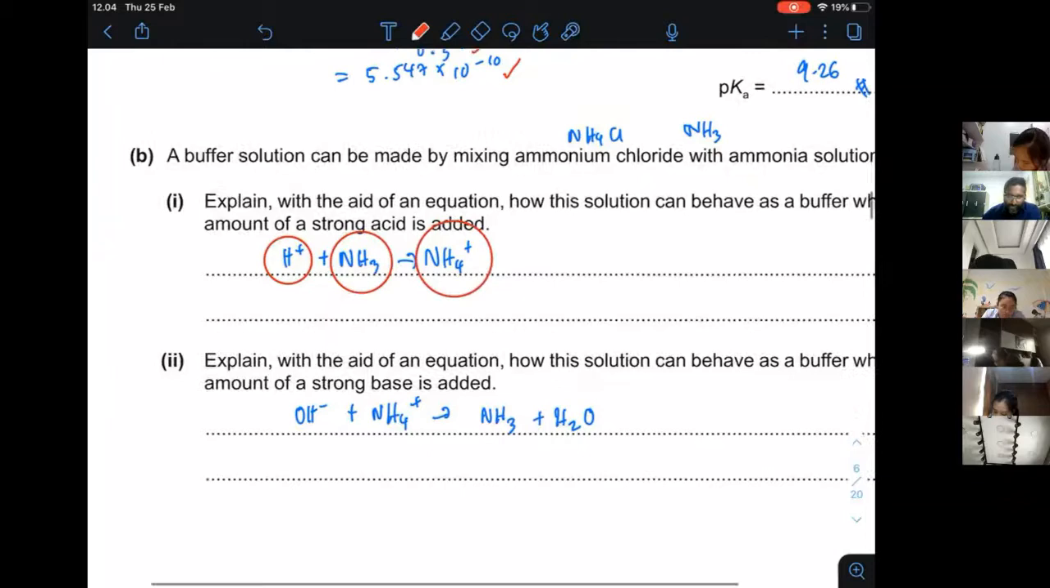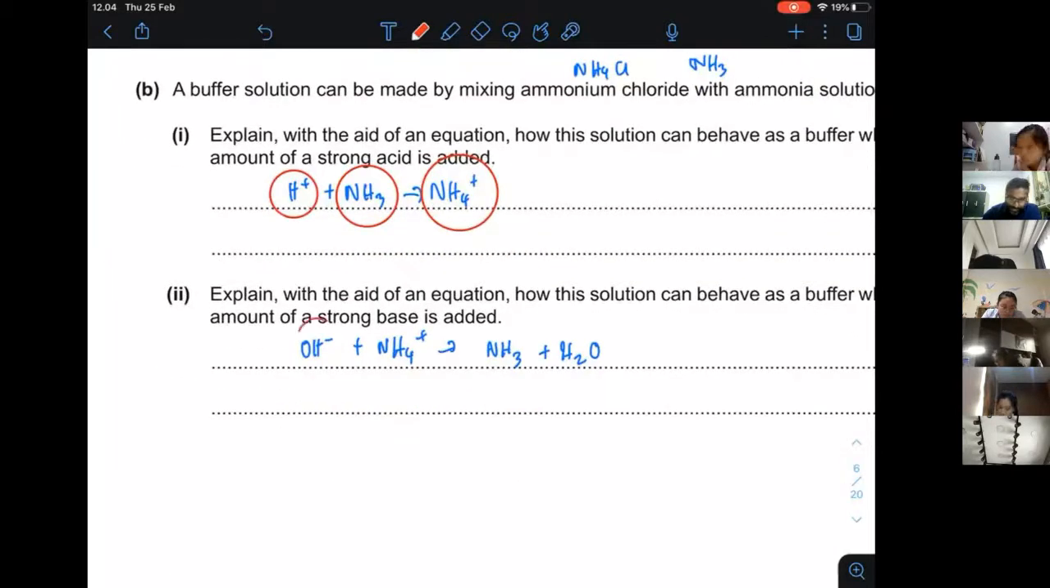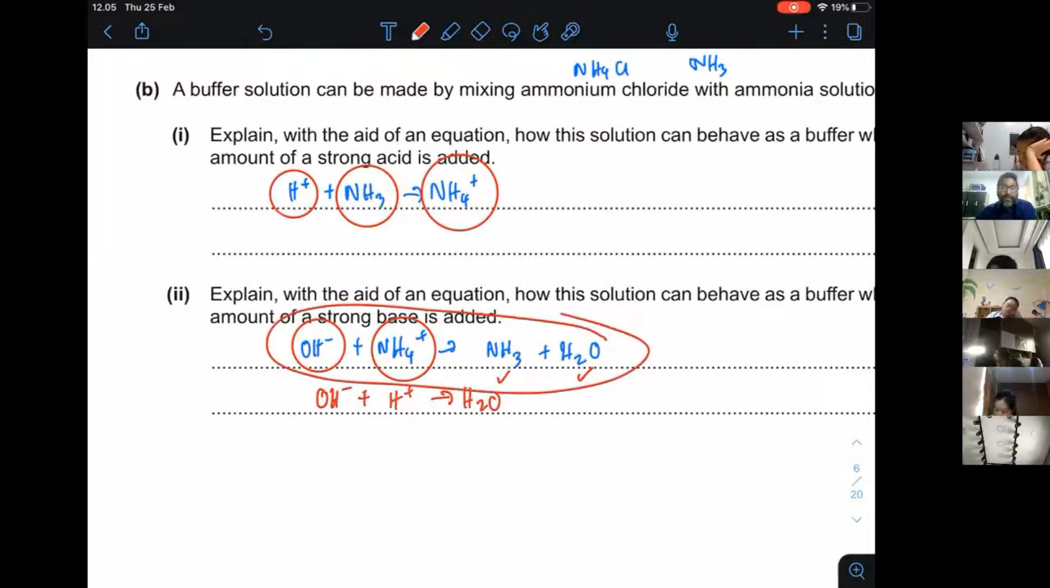Now, if you have OH minus, it will react with the acid. The acid is going to be the NH4 plus, and then you are going to get ammonia and water. It's still okay if you write OH minus plus H plus to give you water, but I suggest you use this equation instead, because it will show that there is a buffer. So please take note of that.